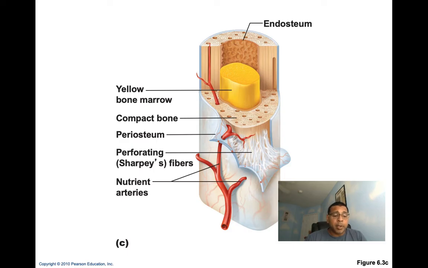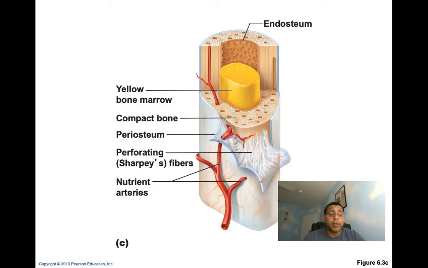And then we have perforating fibers or Sharpey's fibers. These perforating fibers, you can see here, are going to help secure the periosteum to the bone. What they are, they're tufts of collagen which extend from the fibrous layer of the periosteum all the way to the bone matrix.